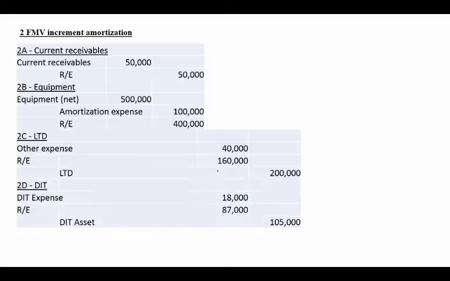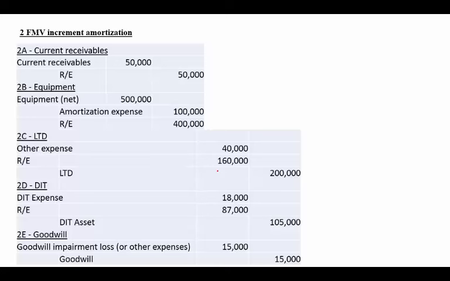Next up is our DIT. This one can be tricky to understand, but if we look back at our goodwill schedule, we can see the $18,000 was calculated as the current year amount, the $105 was calculated as the total adjustment to the DIT asset, and the difference flows to retained earnings to represent the cumulative effect of the prior year fair value increment amortization.